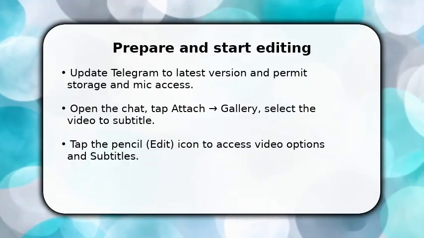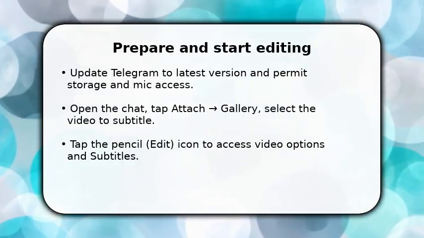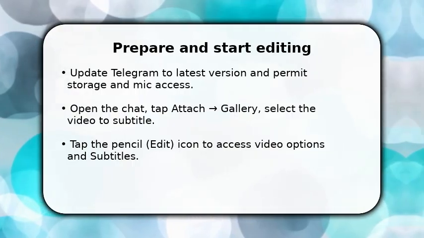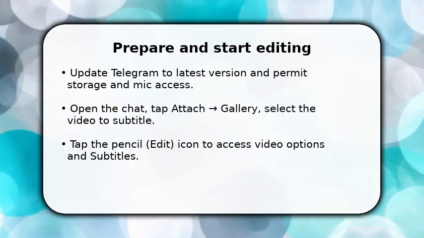You've updated Telegram and picked the video. Now start editing. Tap the video, then the pencil icon to open the editor. Once done, choose Subtitles from the editor menu. This is where you add or import caption files.